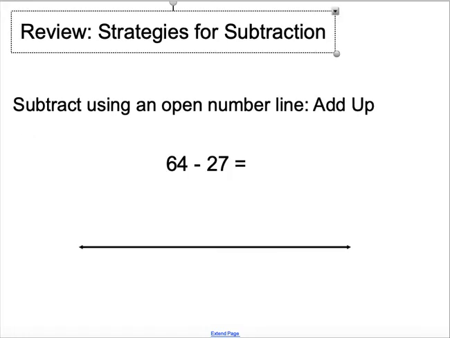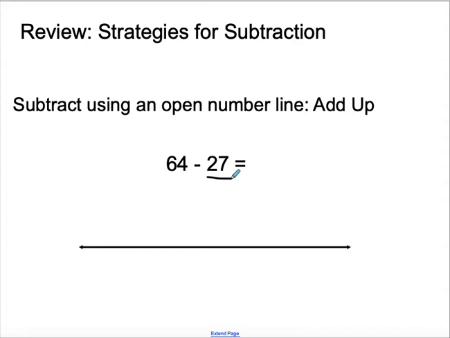Another way you could use an open number line is to add up. So when you add up, you start with the number that you will be subtracting from the total. So we're going to take 27 and we're going to add up to 64.